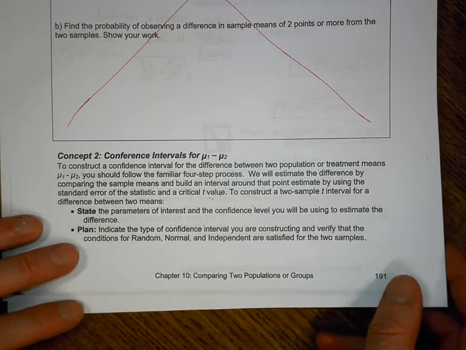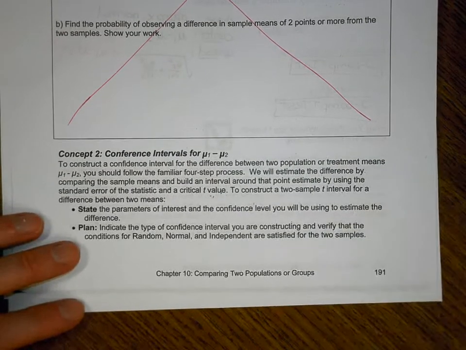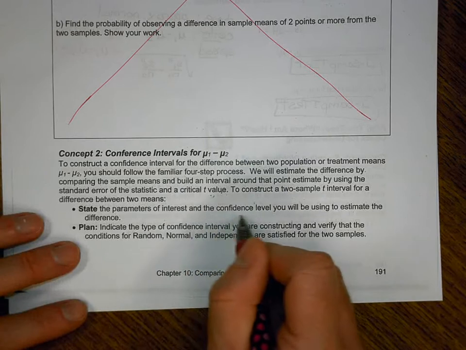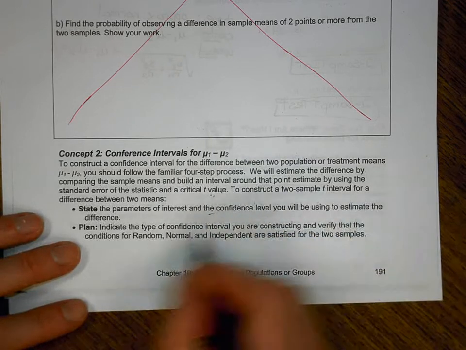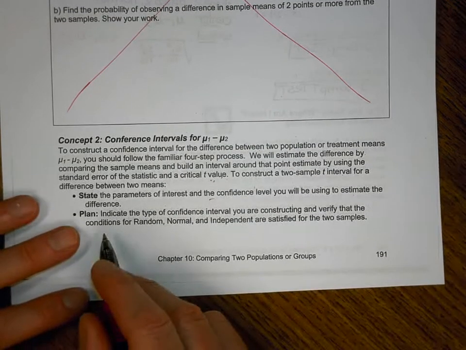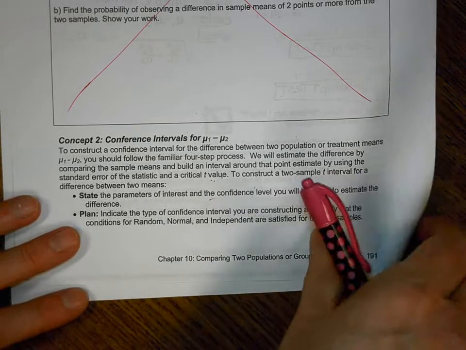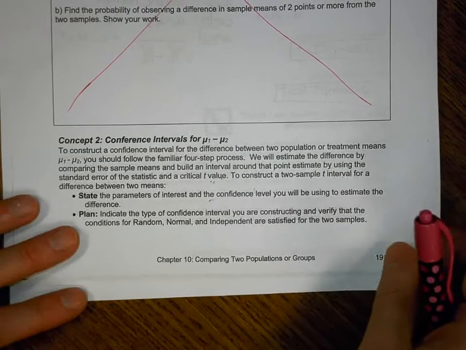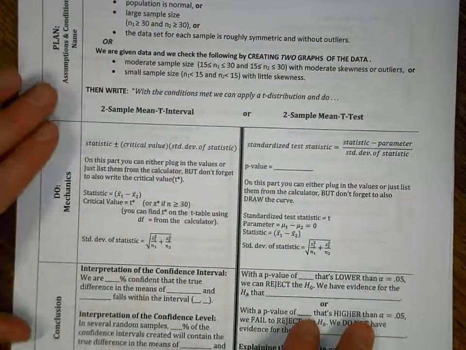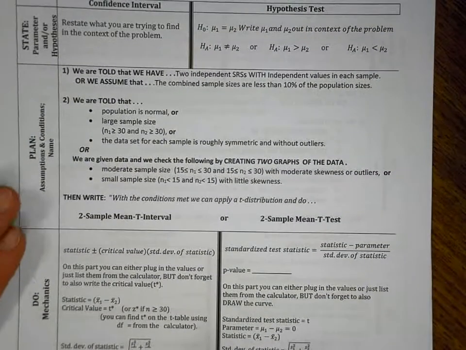We still have our state, plan, do, conclude. For the confidence intervals, you should state the parameters of interest and the confidence level you'll be using. The plan, these are conditions, which are the exact same as they were for one sample t-interval. Now it's just for two. So if we flip to the grid that I have on the back, here they are.